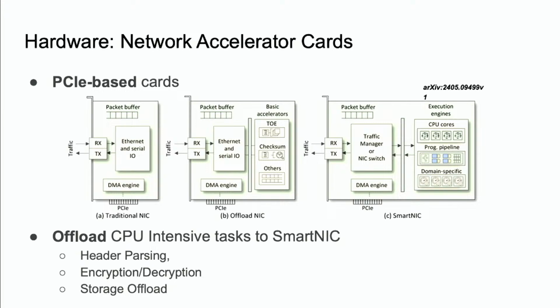You can offload several CPU-intensive tasks to the SmartNIC. So there's some header parsing you can do, customized header parsing, and traffic classification. You get your security offloads for encryption and decryption, firewalling, and then, there's also storage offload.